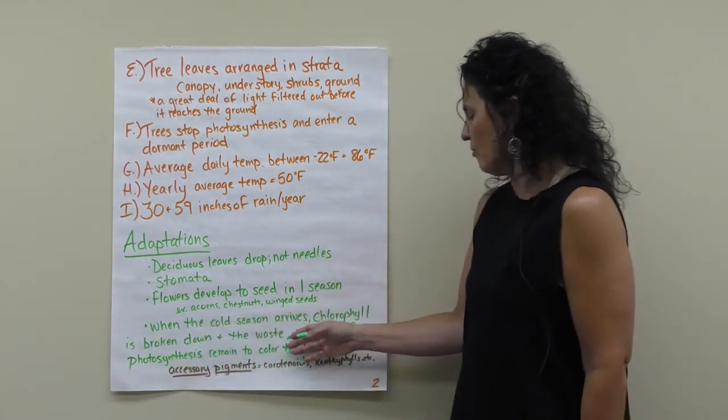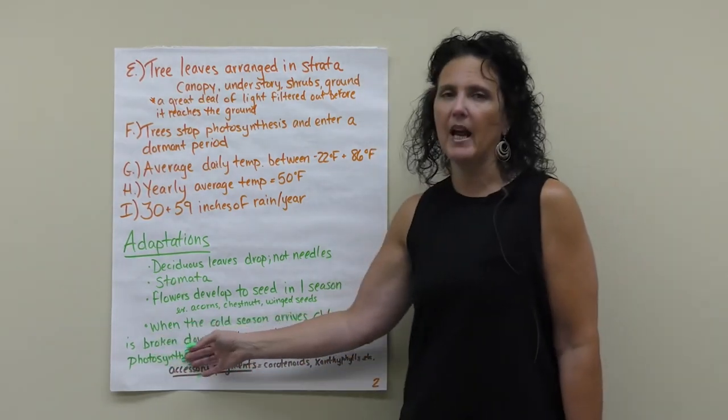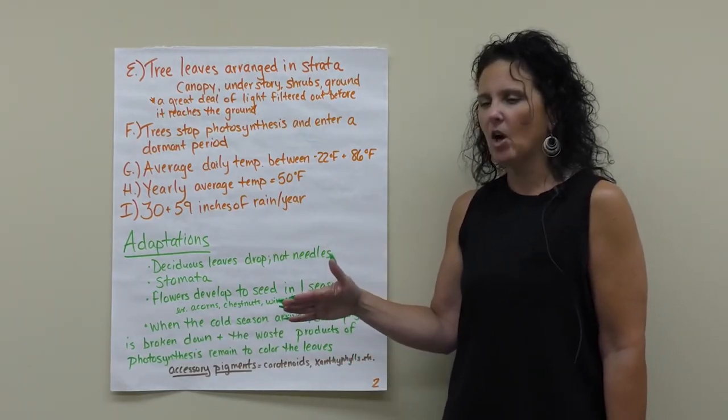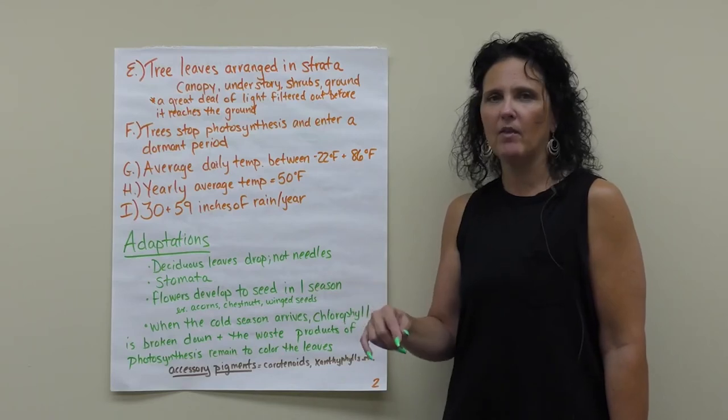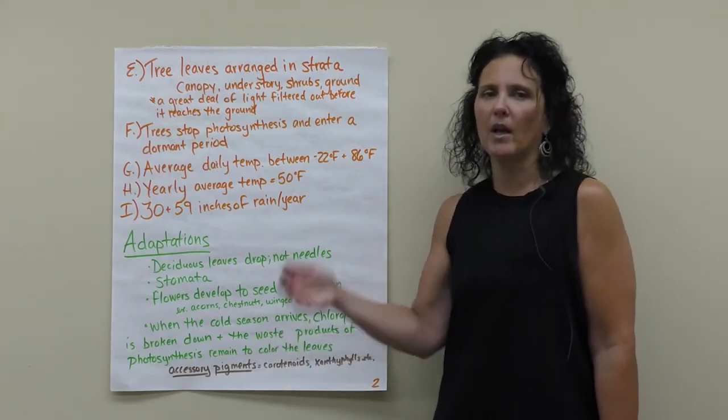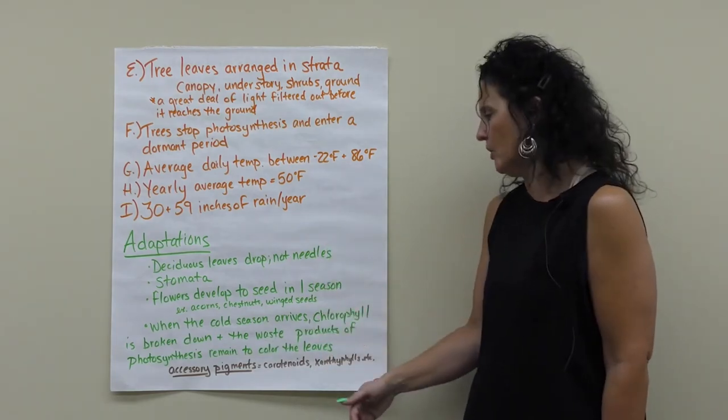When the cold season arrives, the chlorophyll is broken down, so no more green in the leaves, right? When it starts to get cold, that's what determines when the leaves change, the temperature. A lot of people think it just occurs in the fall. Well, it depends on when the temperatures start to cool down.